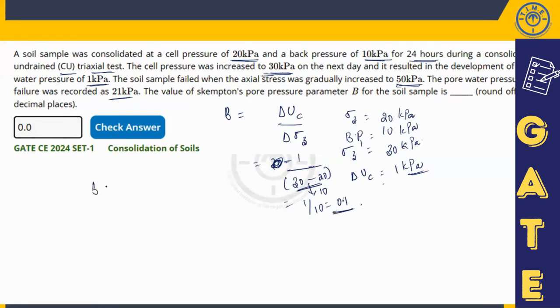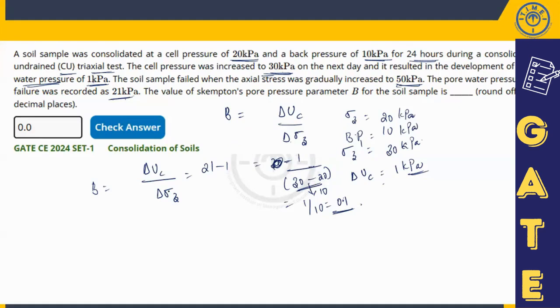Or else if you take the other range, it increases from 1 to 21. Formula will be same, delta UC by delta sigma 3. Some people will be having a doubt: why are we considering only the increase of 0 to 1 water pressure? Why don't we consider it from 1 kilopascal to 21 kilopascal? Yes, you can consider, from 1 to 21, that is 21 minus 1. But this is the failure condition. So we are not considering it.